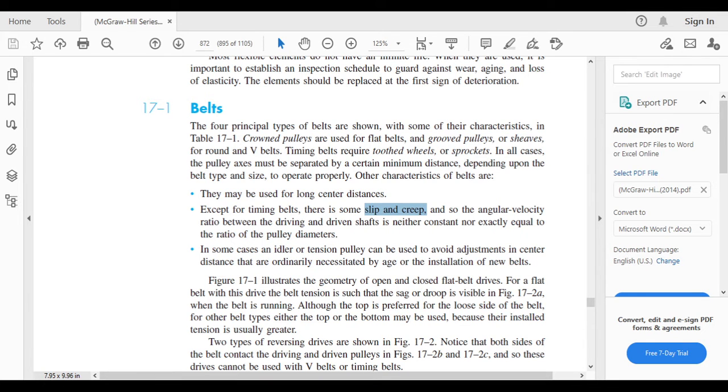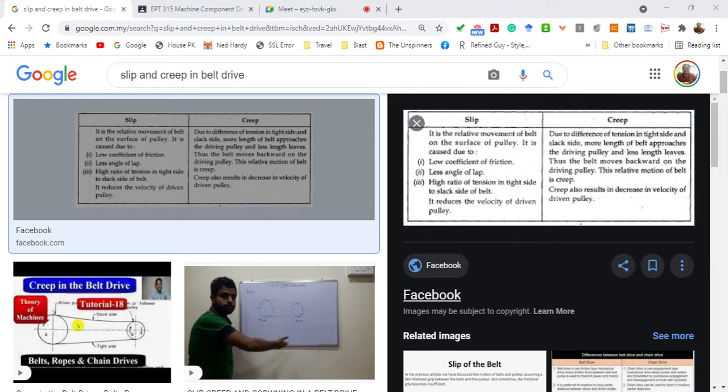Okay, you see this picture in Google. The slip is a relative movement of the belt on the surface of the pulley, caused by a low coefficient of friction, a small angle of lap, a high ratio of tension on the tight side, and it reduces the velocity of the driven pulley. Creep is also defined as follows: due to the different tensions on the slack side, more length of belt approaches the driving pulley and less length leaves it. Thus, the belt moves backward on the driving pulley. This relative motion of the belt is creep. Creep will also result in a decrease in velocity.